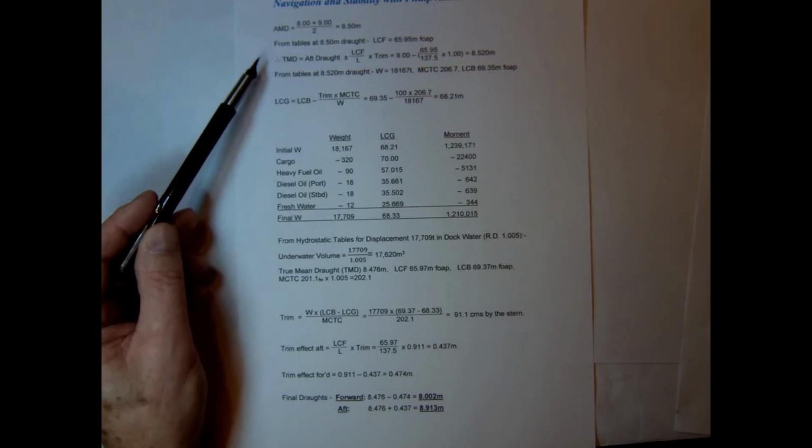So let's get our AMD first. From the tables, at that draft, get the LCF, then get the true mean draft. Of course, we minus that value because the draft aft is greater than the draft forward. Go in the tables at 8.52 and get displacement, MCTC and LCB. We need those values because we need to, of course, calculate our initial LCG.